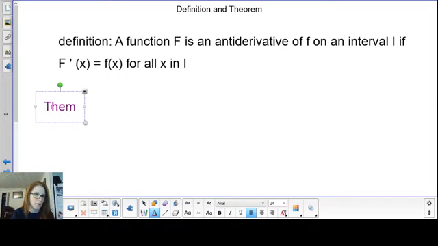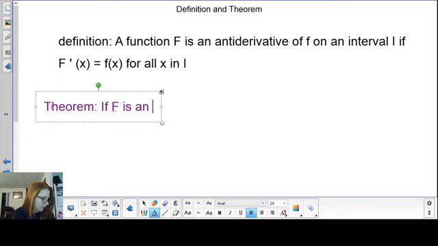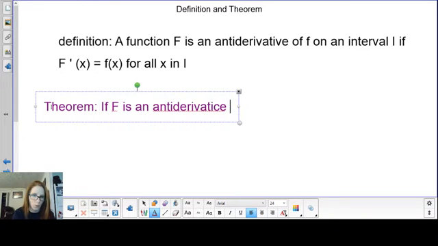Which leads us to a theorem. If capital F is an antiderivative, oof, not right today, I'm sorry.